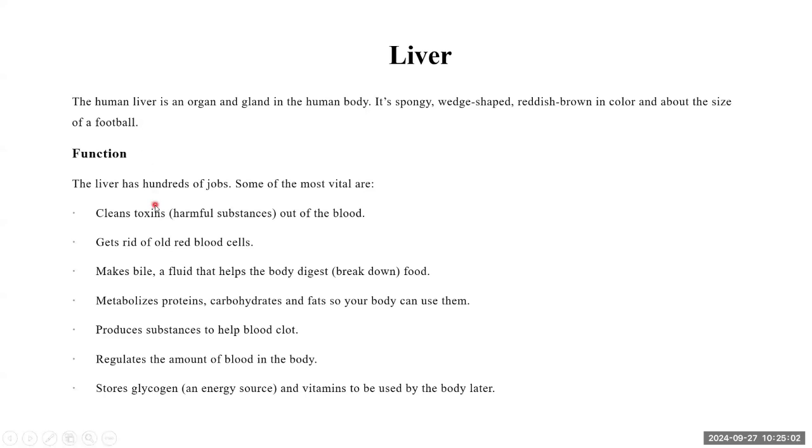It cleans toxins or harmful substances out of the blood, whether they are coming from food, from different drugs or medicines we are taking, or from any sort of infection or any other disease going on. It also gets rid of old red blood cells, a type of our blood cell, when they are old and worn out and no longer functional. So the liver sets in and gets rid of those old red blood cells.